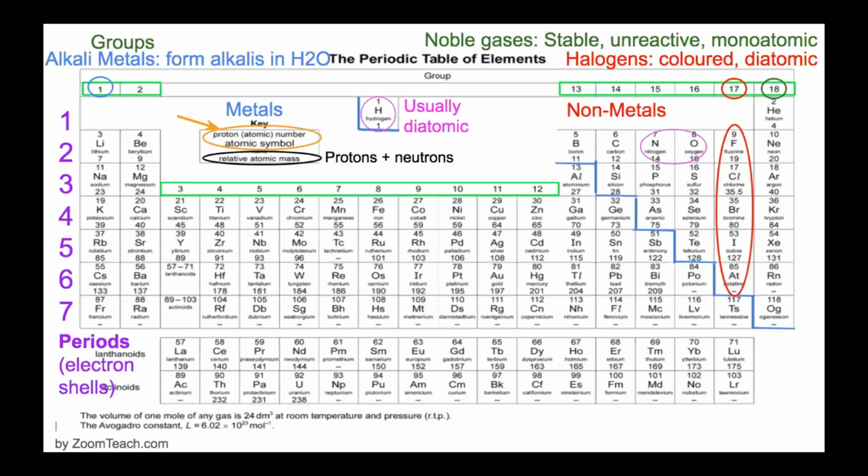Okay, so based on this, can we find the number of protons, neutrons, and electrons that an aluminum atom has, and the number of protons, neutrons, and electrons an iron atom has? So take a few minutes to work this out.